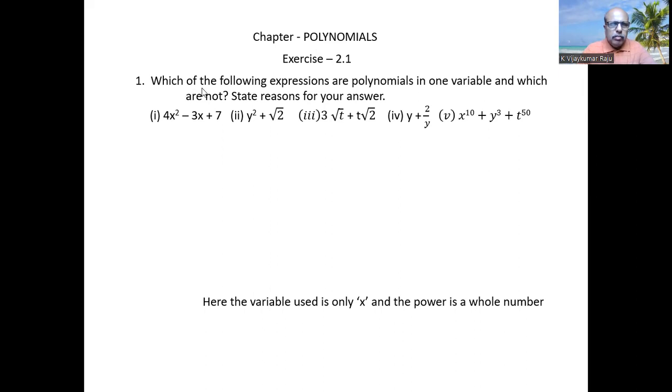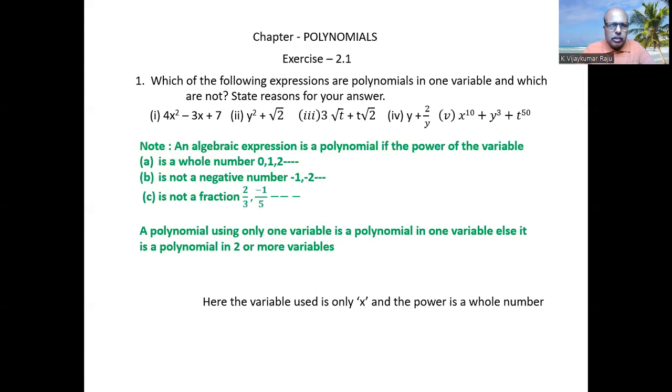The first question is, which of the following expressions are polynomials in one variable and which are not? State reason for your answer. Here, a few expressions are given, and I have to tell this. So before we start solving them, let us see what information is required.